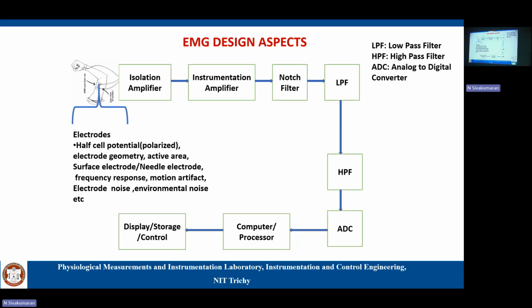Why electrodes? To sense the action potential of the muscle. See, inside the body we have body fluids, and if you want to be very precise, we have ions: sodium, potassium, chloride. So what should this electrode do?